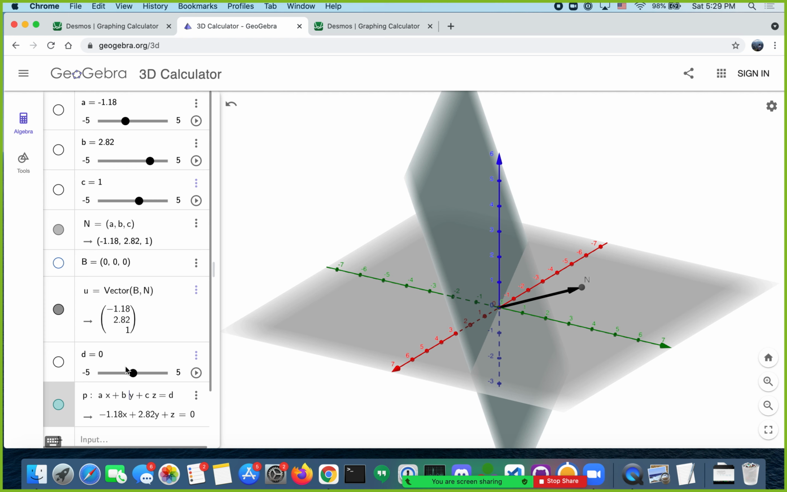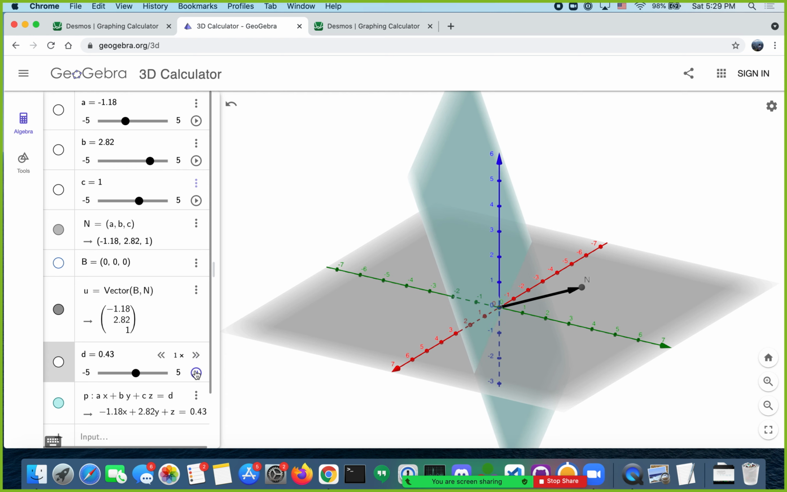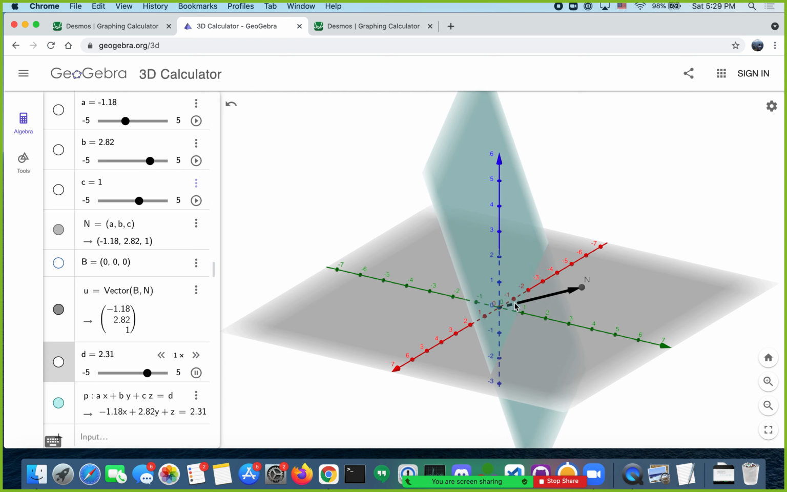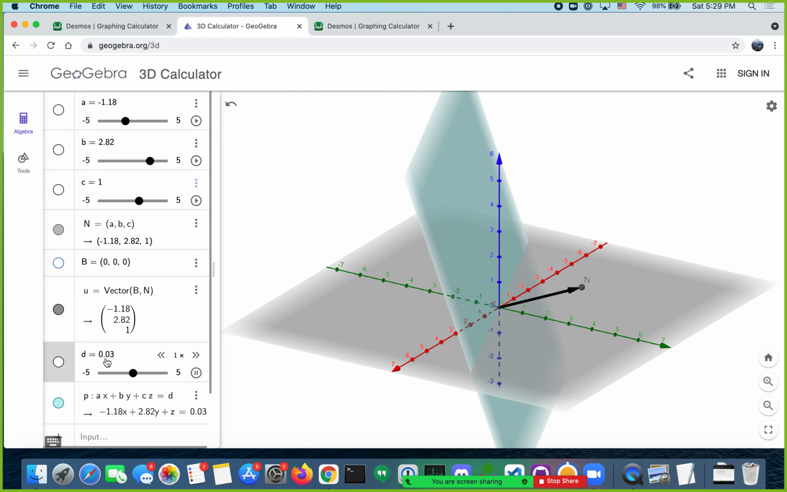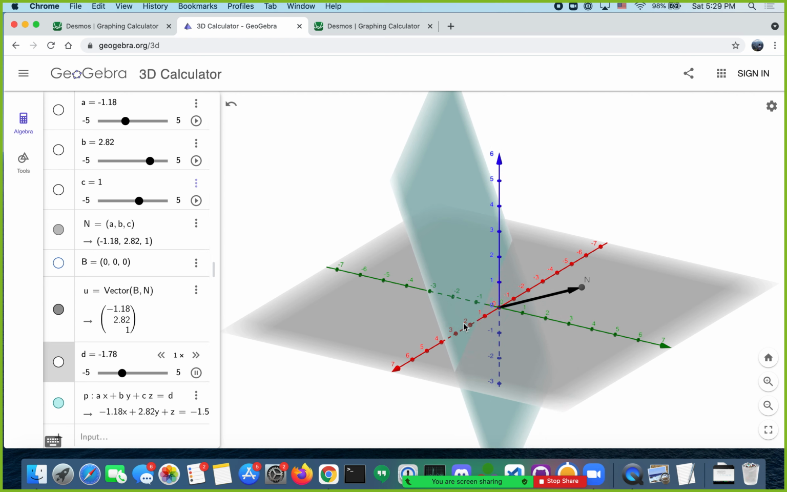So now D is 0. If I make D positive, it will... Oh, come on. Is it not working? Oh, there we go. So it'll shift that plane off the origin. It'll shift it in the direction of n. As D becomes negative, it'll just shift the other way. And this is what we're going to see in equations now.